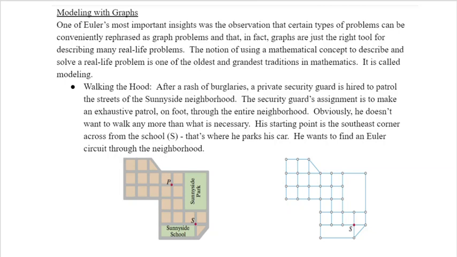So we can take this map of Sunnyside and change it into a graph. All of the intersections are the vertices. Each of the roads or sidewalks is an edge. And we could use graph theory stuff, which we'll learn in the next video, to figure out how to come up with an Euler circuit through this neighborhood, where he starts and ends at his car.